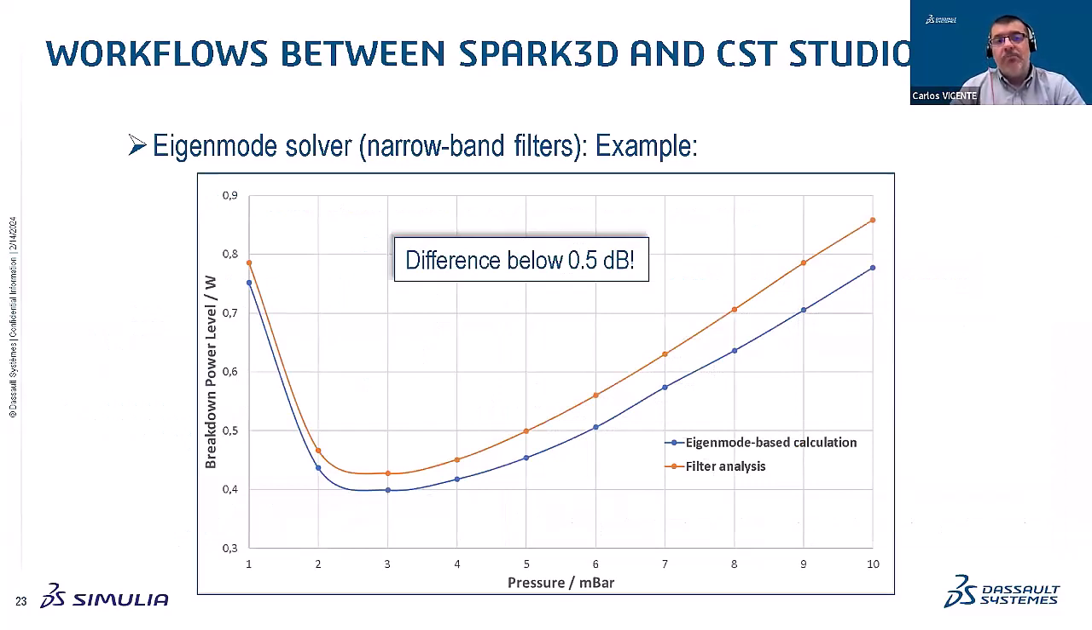So you see basically that the difference between the result from the eigenmode-based calculation and the complete filter analysis is just below 0.5 dB, which is more than enough to go ahead and trust that once you build a complete filter, you will be okay with this workflow.